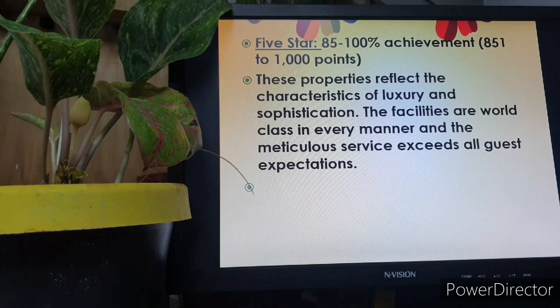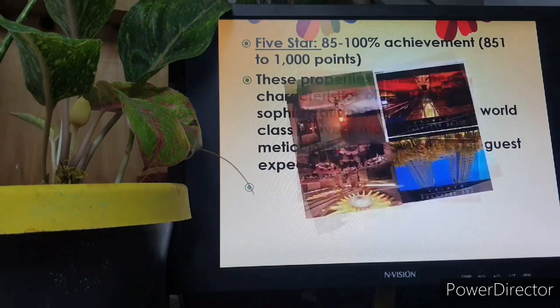Then last but not the least, of course, the 5-star, they need to meet 851 to 1,000 points for them to be called as a 5-star. These exceptional properties provide a memorable experience through virtually flawless service and the finest of amenities. So here are the following examples.